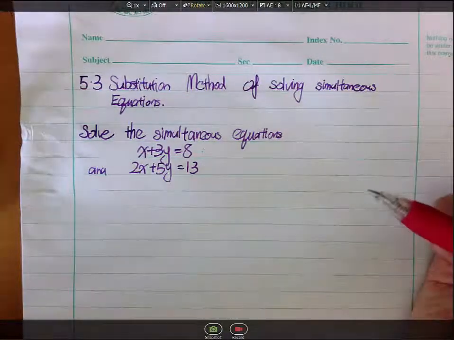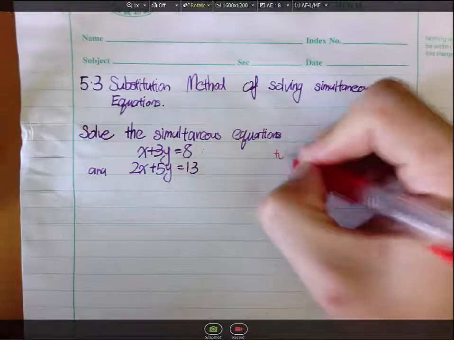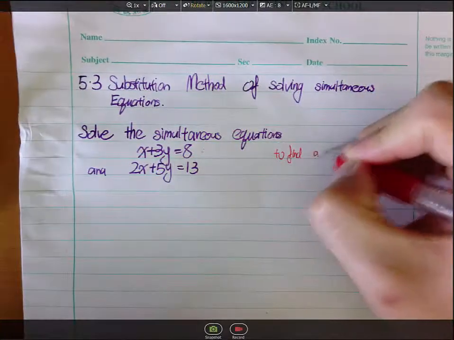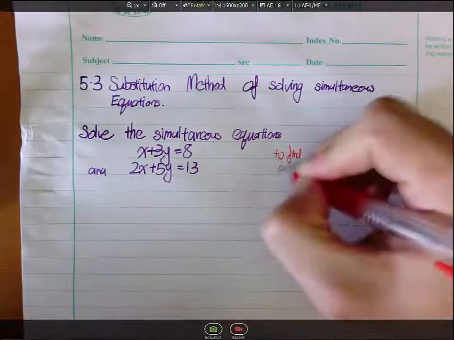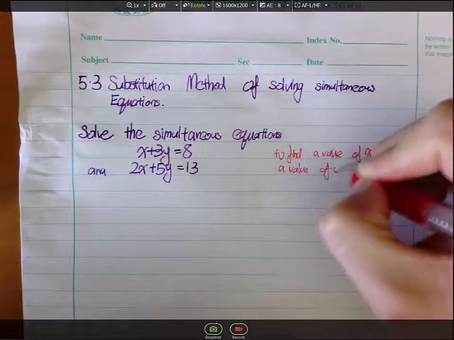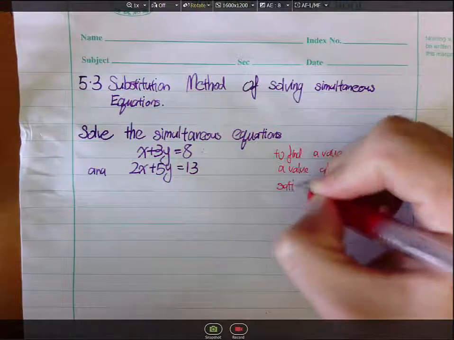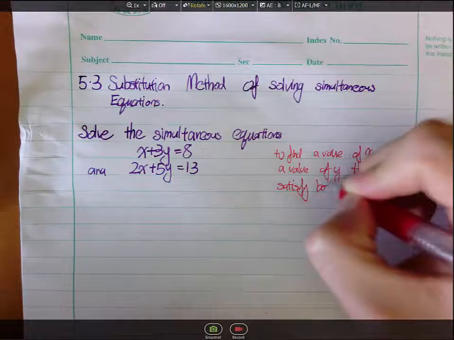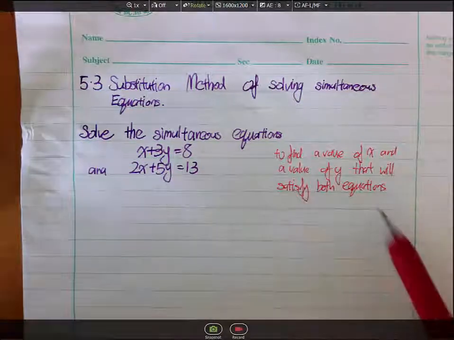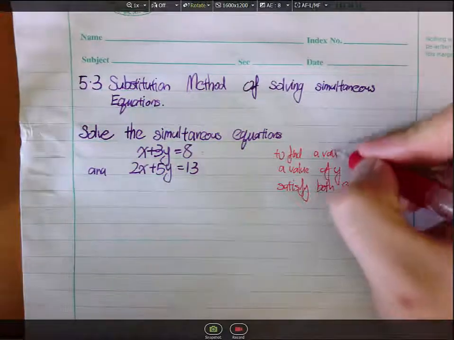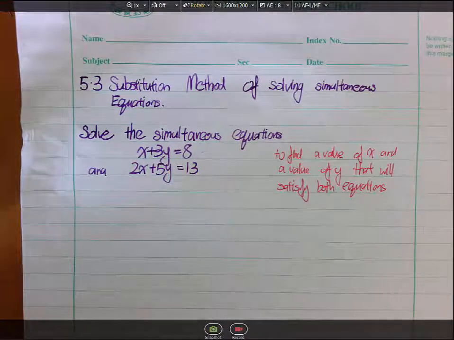13. Basically, what we're attempting to do here is to solve these two equations to find a value of x and a value of y that will satisfy both equations. So basically, when we say we are solving simultaneous equations, we're trying to find value, or in the future values, of x and y that will satisfy both of the equations that we're trying to solve.